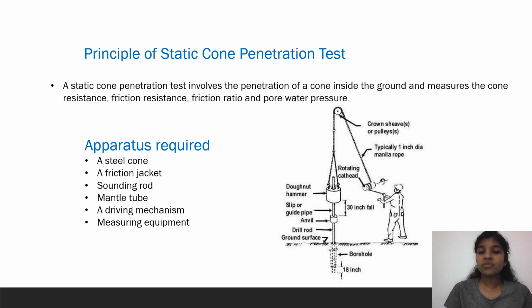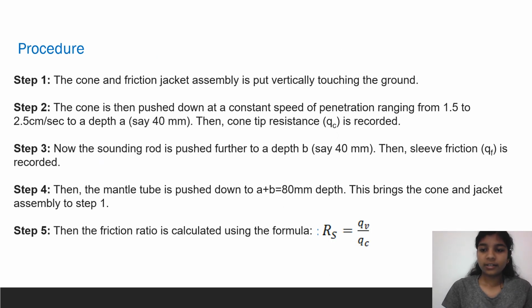And for that purpose, we require some apparatus, which are the steel cone, a friction jacket, sounding rod, mantle tube, a driving mechanism, and the measuring equipment. After that, we will see how to perform the SCPT with the help of a procedure.